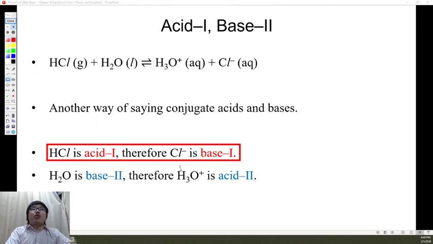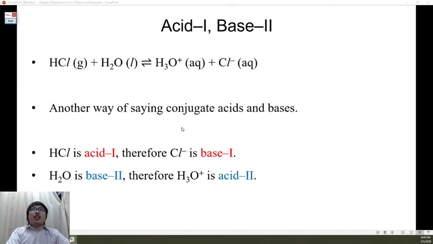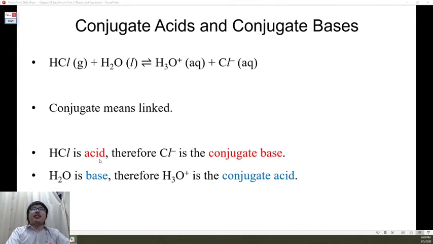H2O accepts proton to form H3O plus, base. H3O plus donates proton to form H2O, acid. Why is there the word two there? Very simple, they are linked. That is what I mean by acid one, base one, acid two, base two. But please remember, the more important thing to understand is acid conjugate base, base conjugate acid.